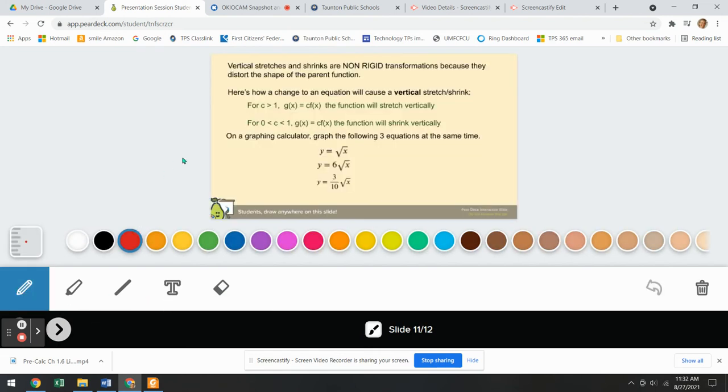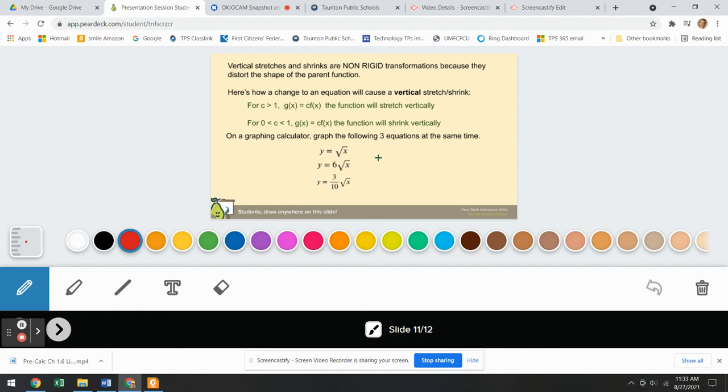Vertical stretches and shrinks are non-rigid transformations because the shape gets distorted. And you're going to want to write down the stuff that's in green. If you have a function and you multiply it by a number after you run a number through the function, it's going to stretch vertically. That's up and down. You can see this on your graphing calculator. If you put those three equations in and graph it, you'll be able to see it shrinking vertically.